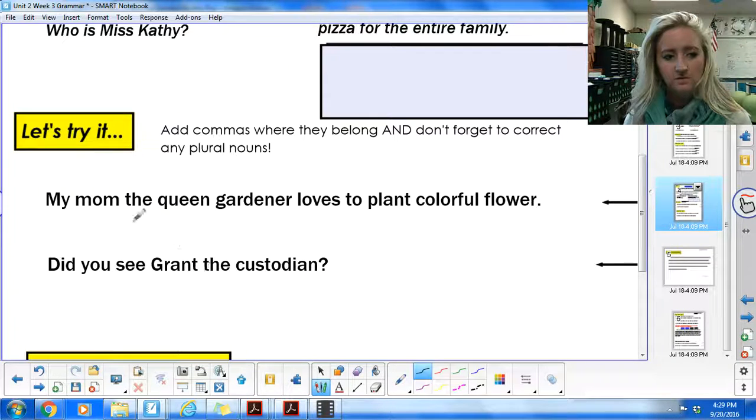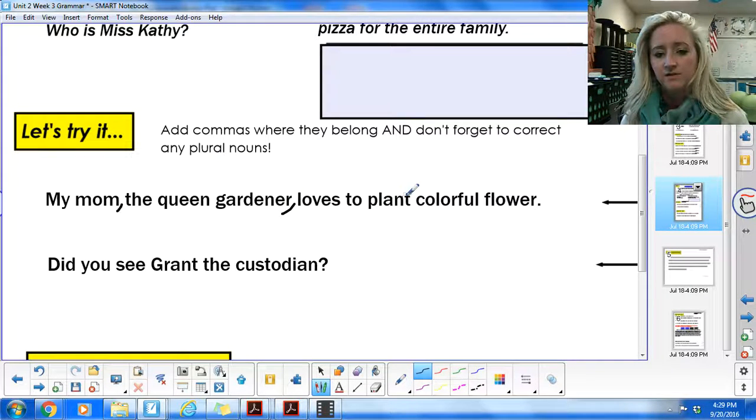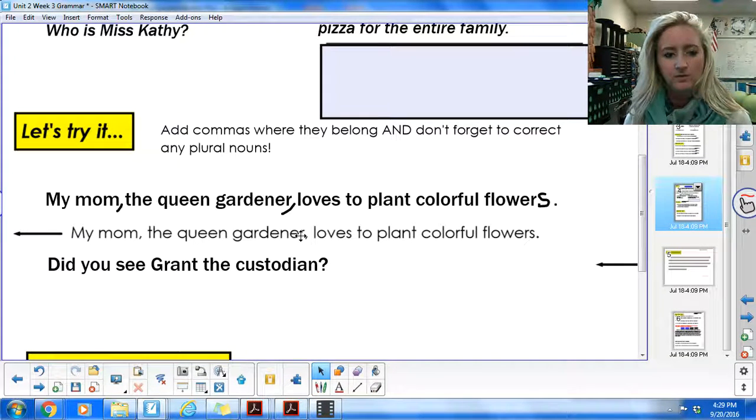So what I'm going to do is I'm going to add in a comma. My mom, comma, the queen gardener, comma, loves to plant colorful flowers. So if I wanted, I could take out the queen gardener. Listen to the sentence. My mom loves to plant colorful flowers. I better fix that. But putting this in lets you know that she's a great gardener. So that appositive gives you some more information. So let's check me. My mom, comma, the queen gardener, comma, loves to plant colorful flowers.